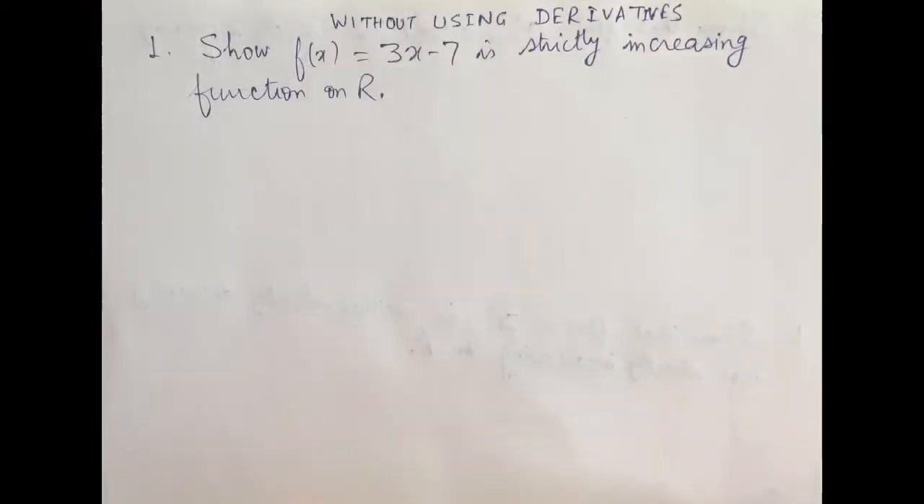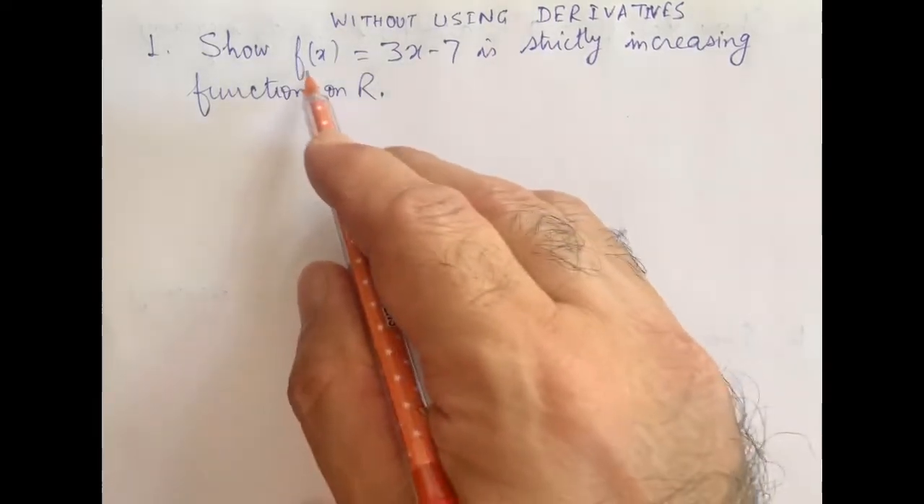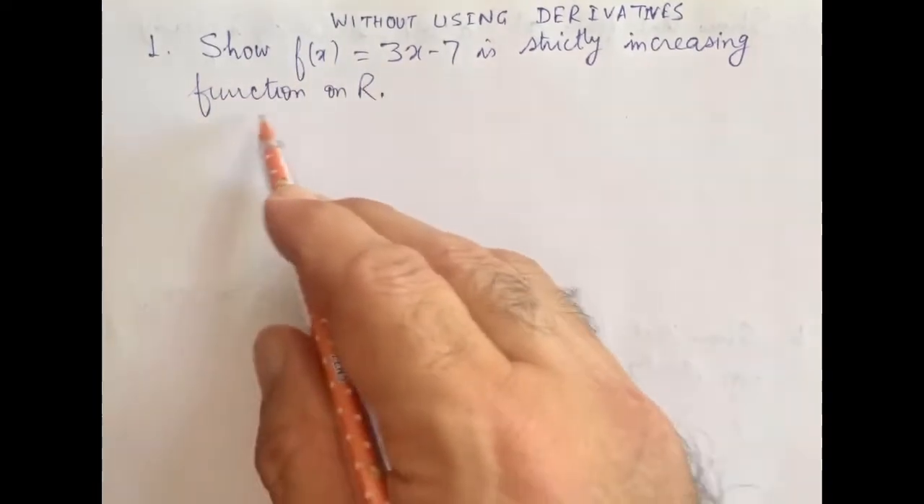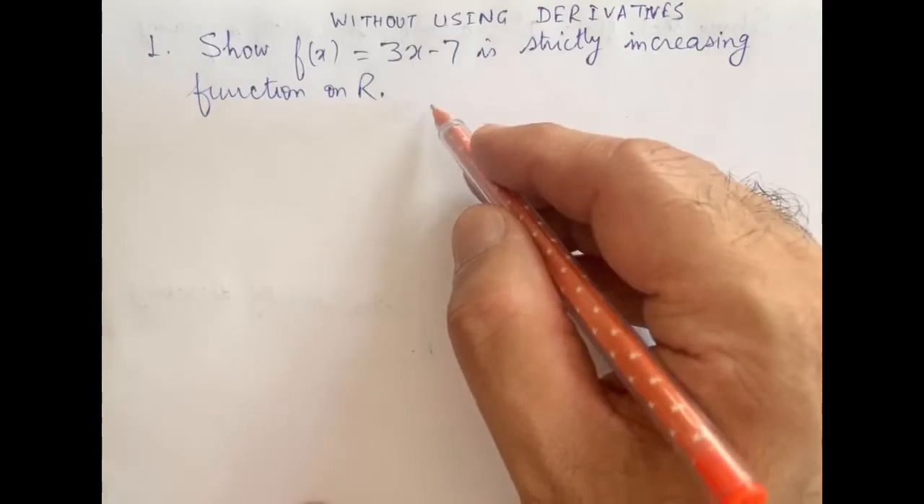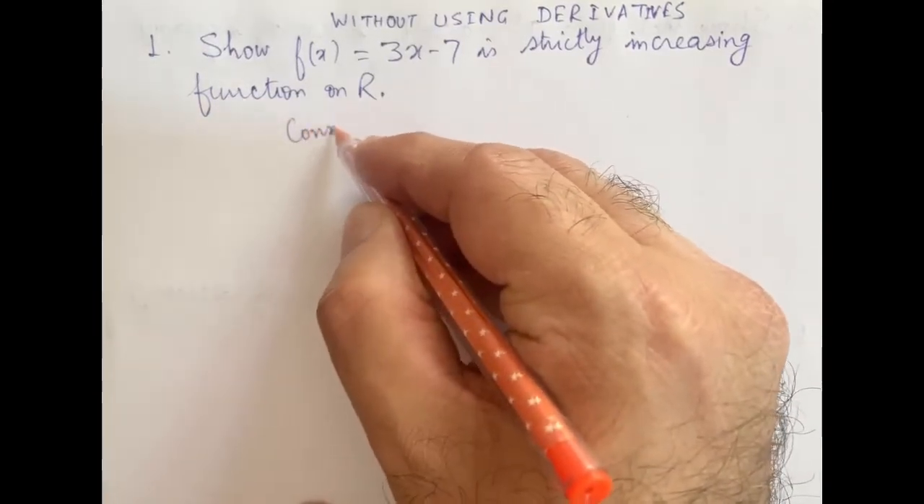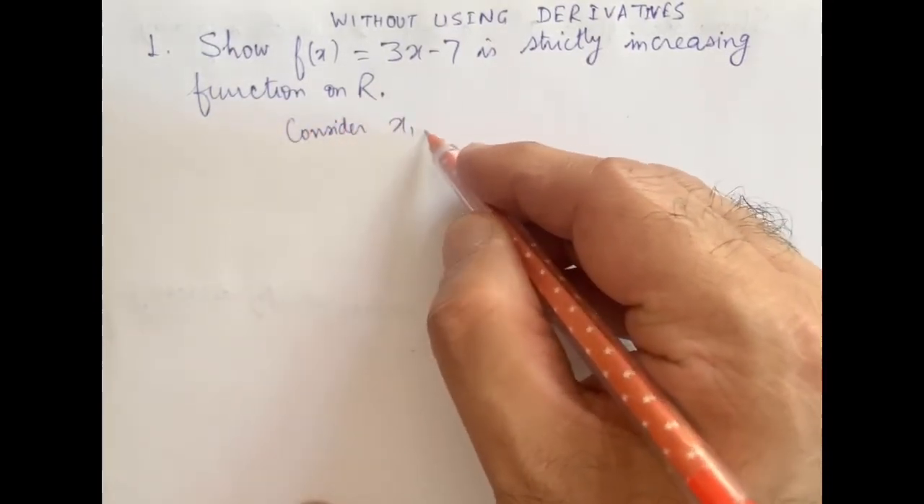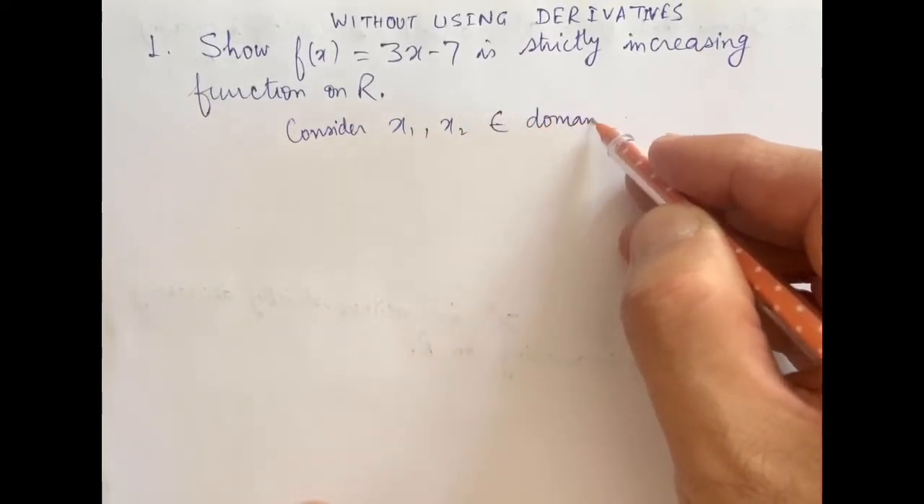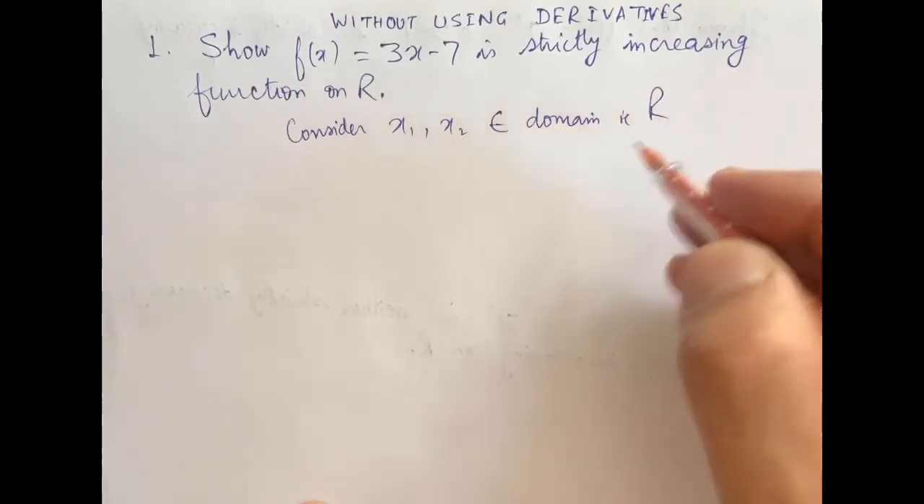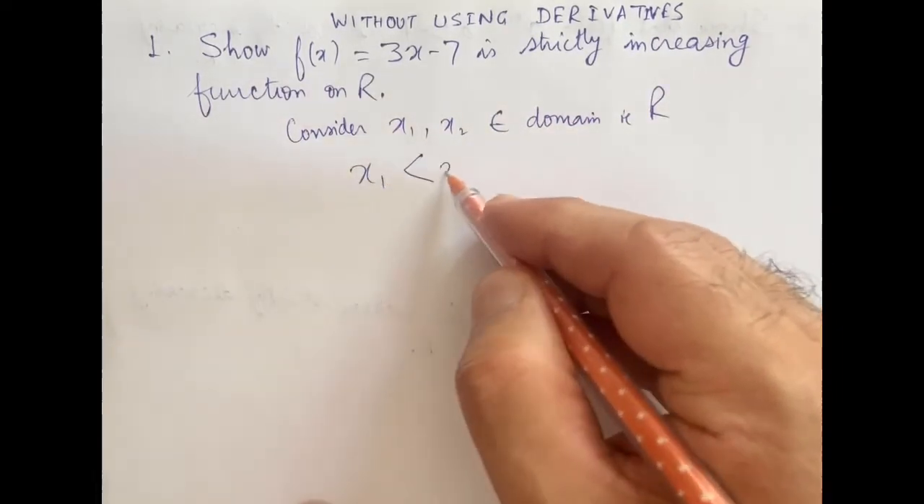Next we will use the definitions just studied to show that a function is increasing or decreasing. We will not use derivative today. So f of x is 3x minus 7, and we have to show it is strictly increasing on set of real numbers. So we consider x1 comma x2 belonging to domain of the function, which in this case is set of real numbers, and we consider x1 less than x2.